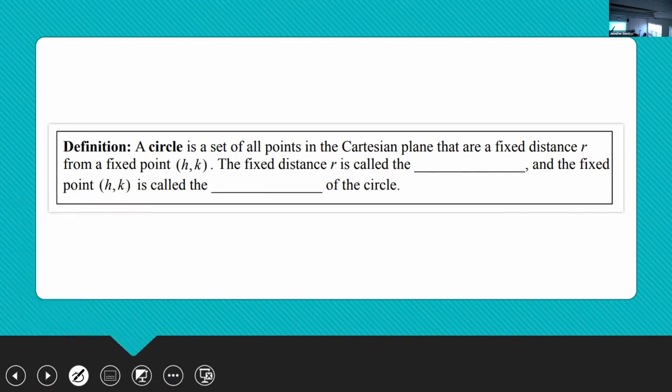It's this round thing, right? It's a fixed distance away from a specific point. We call our fixed distance R. Have you ever done that thing where you put a nail with a piece of rope, and you attach the other end to a pen, and you go all the way around? You're never changing that distance, right? What does it draw? A circle. It's a nice circle.